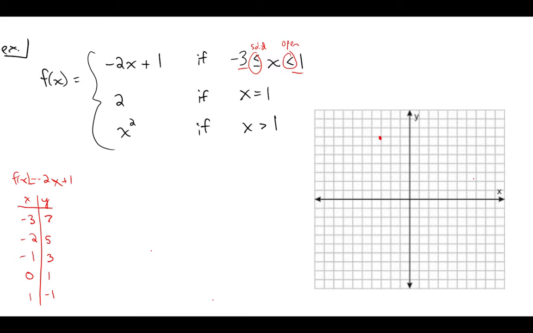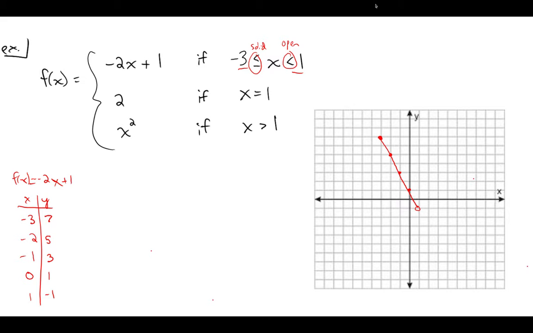Be up here, solid dot. Negative 2, 5. Here. Negative 1, 3. 0, 1. And 1, negative 1. Now, at 1, negative 1, it should be an open dot. That's my ending. So this is a linear equation, like that.